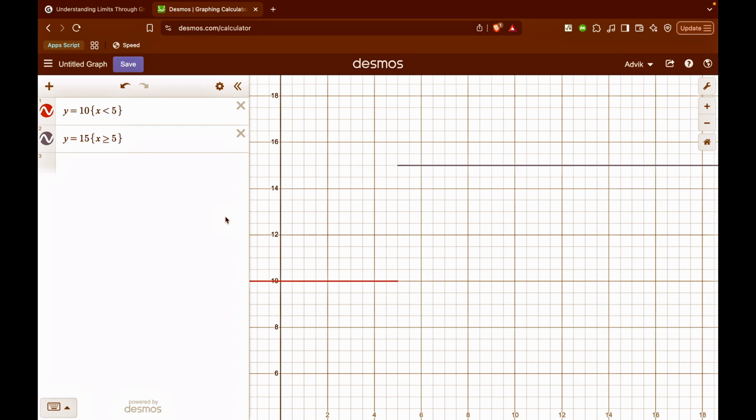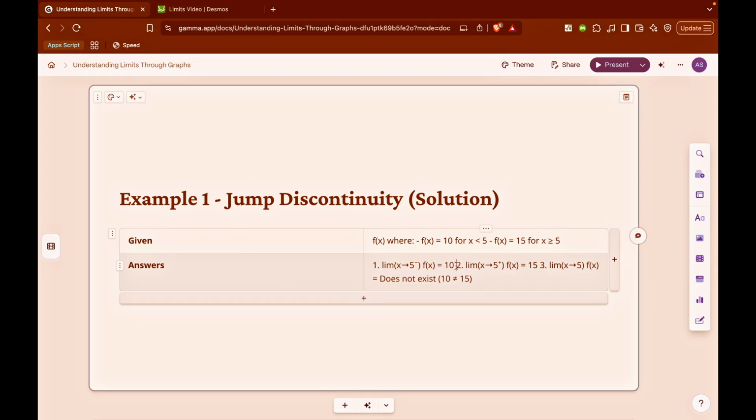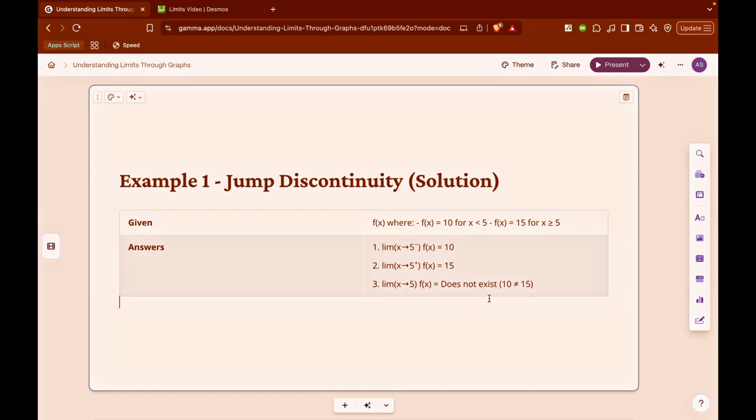But these two limits aren't the same, and this is what we would call a jump discontinuity. So the limit does not exist. And over here are all of the answers. If we have it from the left, it's equal to 10. If we have it from the right, it's equal to 5. But since the two one-sided limits are not the same, the two-sided limit does not exist.